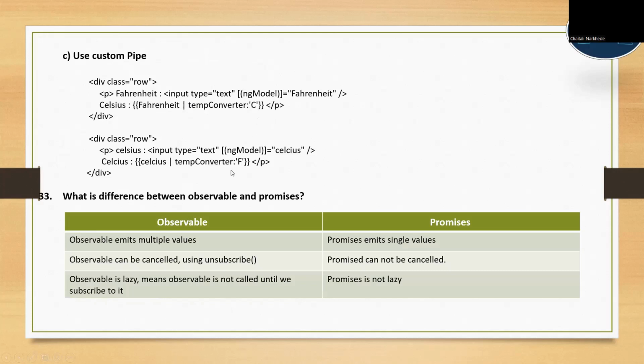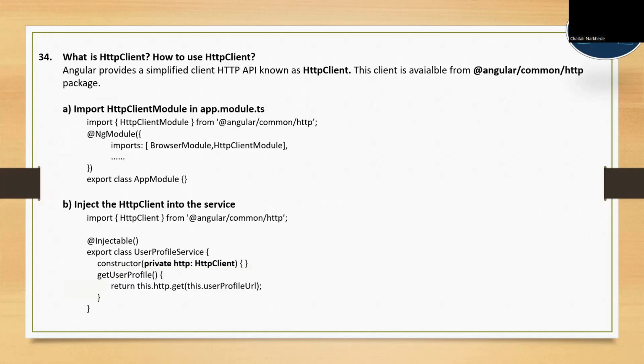Next question is, what is the difference between observables and promises? Observable emits multiple values, whereas promises emit a single value. Observable can be cancelled using unsubscribe, but promises cannot be cancelled. Observable is lazy, meaning an observable does not get called until we subscribe to it, but promises are not lazy.